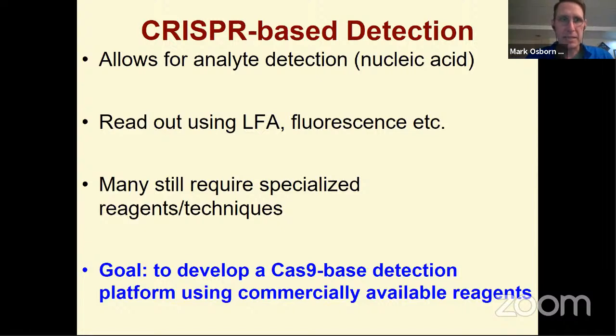And again, many of these techniques still require some special reagents or techniques that can be prohibitive for a new laboratory to acquire, the specialized either reagents or training to make these operational. And so our goal in response to the SARS-CoV-2 pandemic was to develop a Cas9-based detection platform using wholly commercially available reagents. And that allowed us to obtain these without having to do specialized chemistry or acquisition of reagents, and hopefully makes it more accessible to the academic and clinical communities.